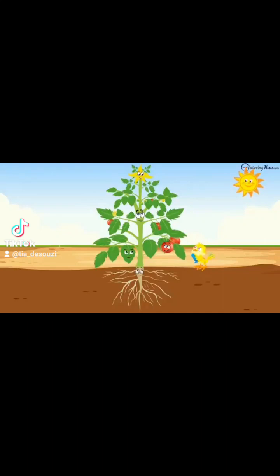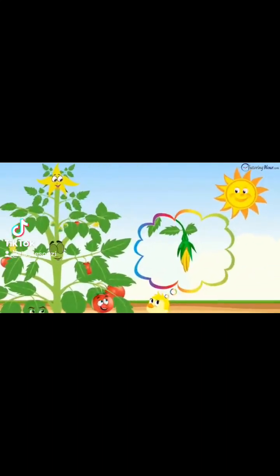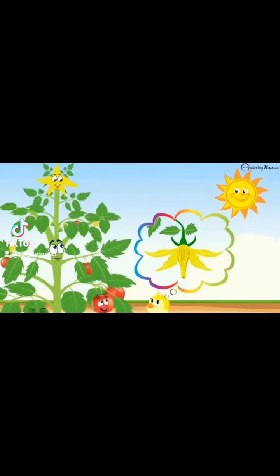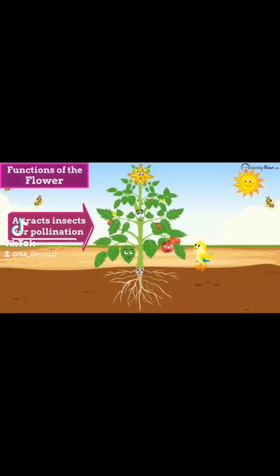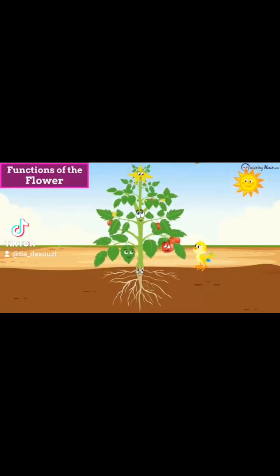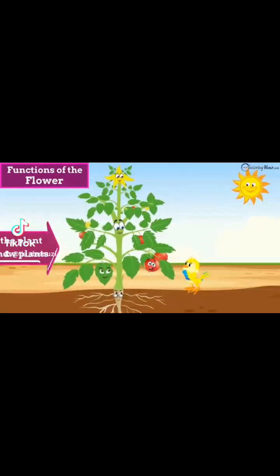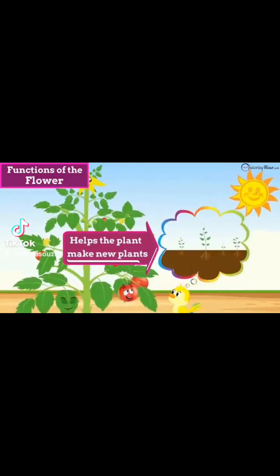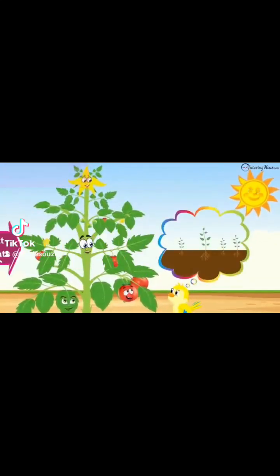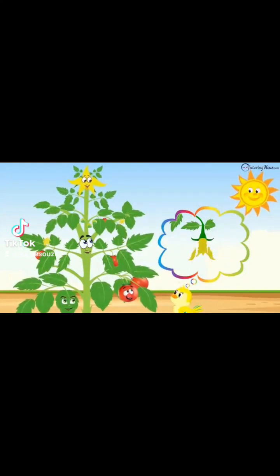Oh, I am the prettiest part of the plants. I am called a bud when I am a baby. When I bloom, I become a flower. My color and fragrance attract insects for pollination. I am responsible for reproduction. Reproduction? I help the plant make new plants. Aha! Then, as time passes, I wither away, and you have the fruit.